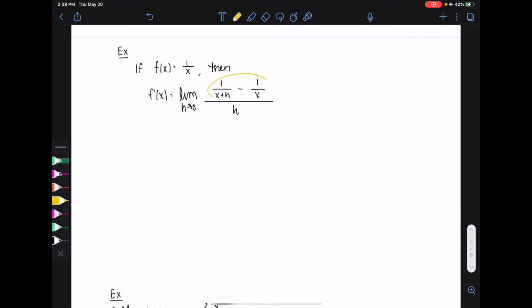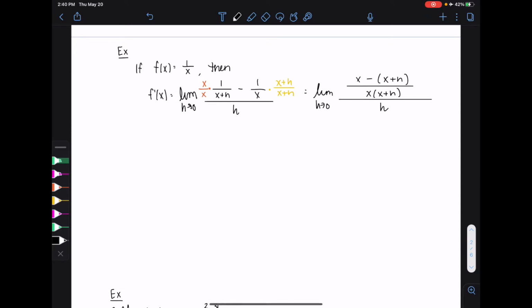What I need to do is combine these into a single fraction. So I need a common denominator, which means I've got to multiply x and x plus h. This one, I need an x in the bottom, so I need an x up top. So this gives us the limit as h approaches 0. We'll get x divided by that piece minus x plus h, and that common denominator is x times x plus h. And this whole thing is divided by h.